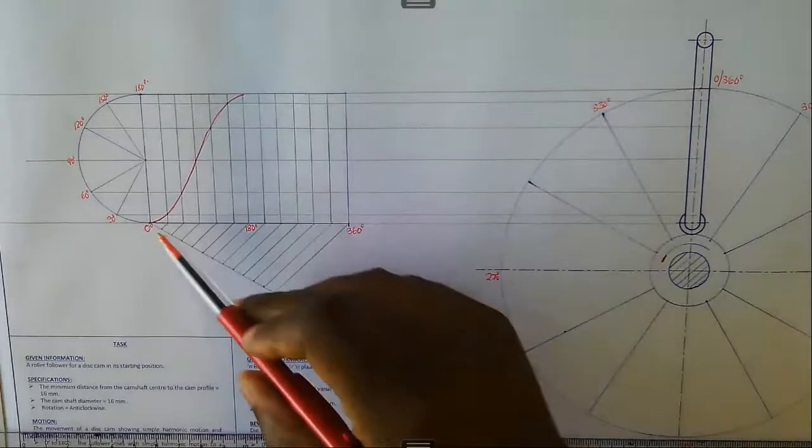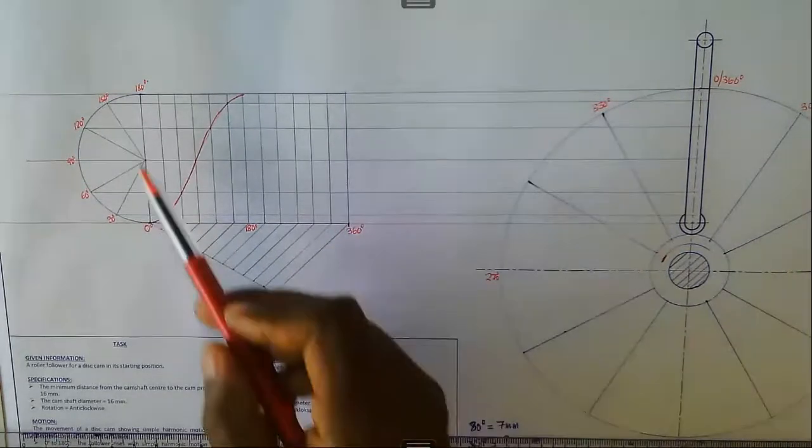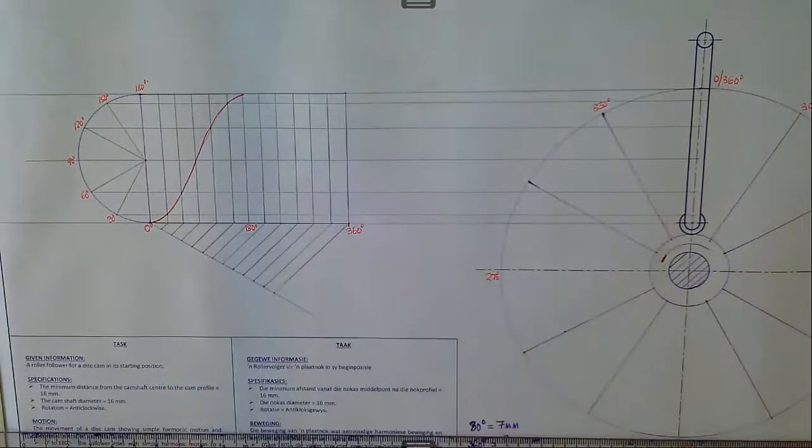Right. So that's simple harmonic motion, which is based on a semicircle. Okay. Let us look now at uniform acceleration and retardation. Right. So you find that when you accelerate, you are gaining speed. When you retard, you are slowing down that speed.